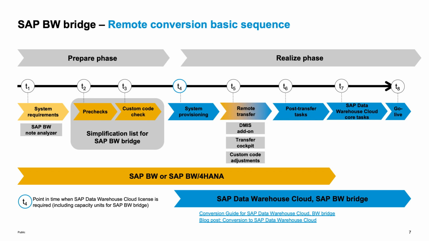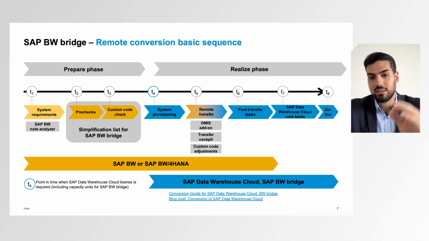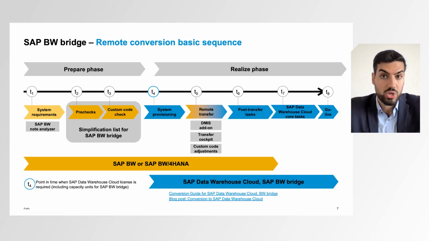Next, I want to show you the overall basic sequence representation regarding remote conversion. As you can see, the overall conversion process looks quite similar. The main difference, to be honest, is within the realization phase, within T5, that we need the DMIS add-on. As mentioned before, within the remote conversion, we are transferring the metadata and the business data as well. And in this regard, the DMIS add-on is required.